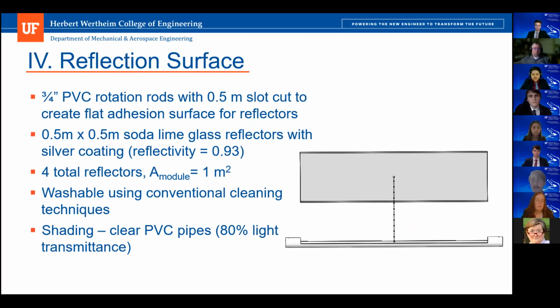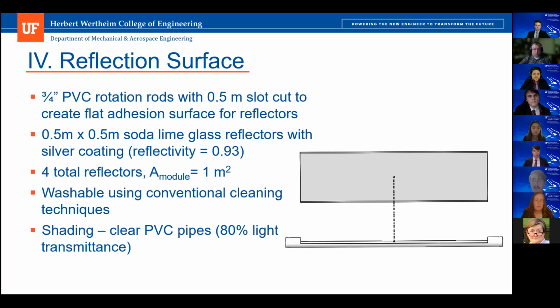It comes together by cutting into the 3/4 inch PVC at a depth of half the diameter of the pipe and a width of 0.5 meters, where the reflective surface will rest. The reflective surface is then glued using epoxy resin to the back of the flat surface that was created by cutting the 3/4 inch PVC. This allows us to transfer the rotation directly from the stepper motor to the reflective surface.